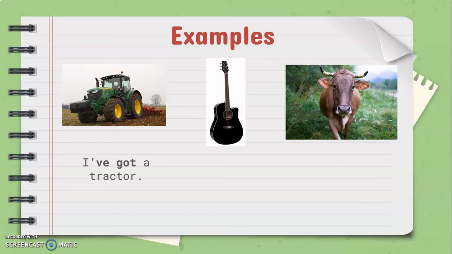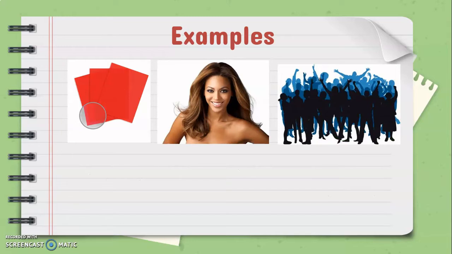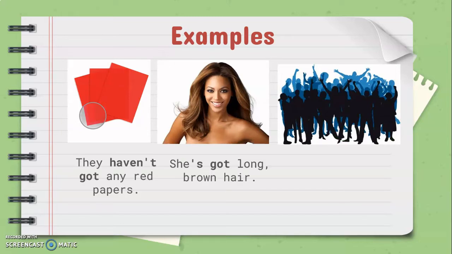I've got a tractor. My dad has got a new guitar. Gurma and Alexander have got a cow. They haven't got any red peppers. She has got long brown hair. He hasn't got many friends.